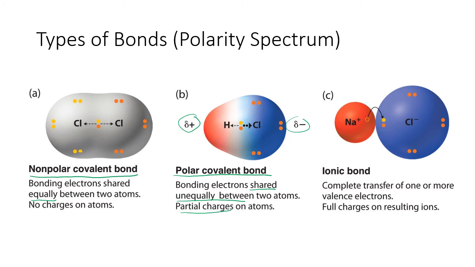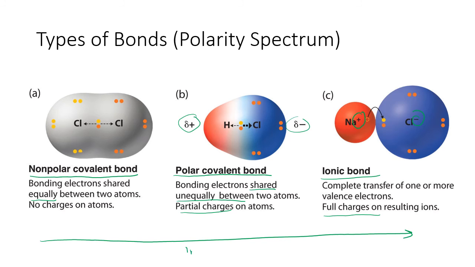And then the most polar type of bond would be the ionic bond, where we don't have partial charges anymore. We now have full charges that are the result of transfer of electrons. So sodium has a full positive charge. Chloride has a full negative charge. So the trend, going from left to right, is that we are increasing in polarity as we go from nonpolar covalent to polar covalent all the way to ionic.